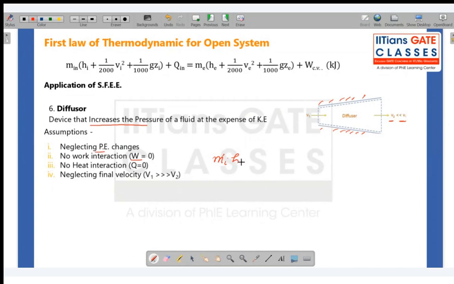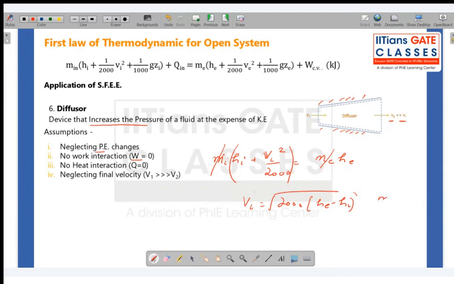M dot I H I plus V I square by 2000 is equal to M E H E. Okay, here also you will get plus MI. Now MI you can take common. So you can cancel MI. VI is equal to under root 2000 (HE minus HI) meter per second. Okay. So you can calculate the inlet velocity.